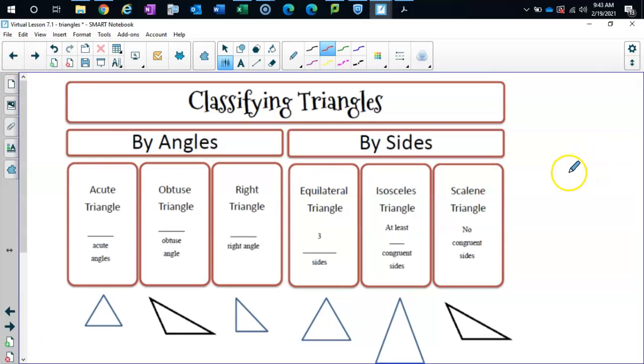Find this chart, classifying triangles. Okay, classifying triangles. There are two ways to classify triangles, by sides. I'm going to do the sides first. An equilateral triangle has 3 equal sides. Now, even more important, you need to know that if it has 3 equal sides, it also has 3 equal angles. Guys, write that down. 3 equal sides means 3 equal angles.